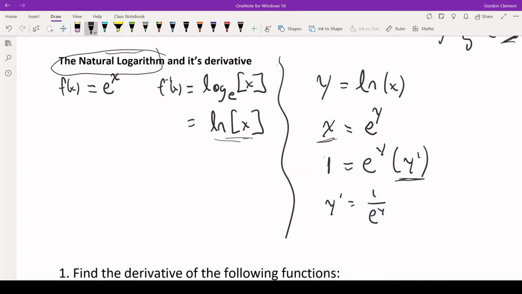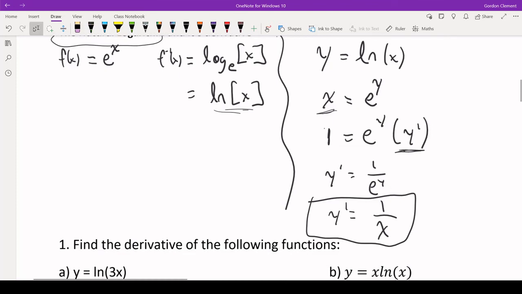And then that would be kind of a weird answer because we started with y is the natural log of x. It would be weird to have y in our answer. We're used to seeing x in our answer. But the nice thing is x is in fact e to the y. So we get this nice y primed is 1 over x. So that's our formula. The derivative of the natural log of x is 1 over x.